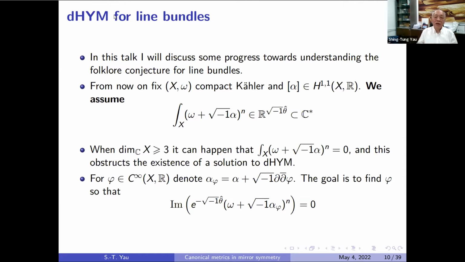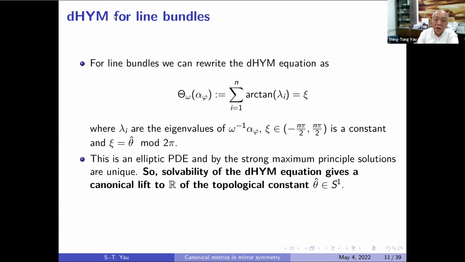So let's write down the equation precisely. The alpha condition: you fix a background alpha, and you write alpha phi to be alpha plus i dd bar phi. So the change of alpha at the (1,1)-form level is just defined by alpha phi. Then the equation we are looking at becomes the equation we wrote down earlier: imaginary exponential of minus i theta hat times this integral is equal to 0.